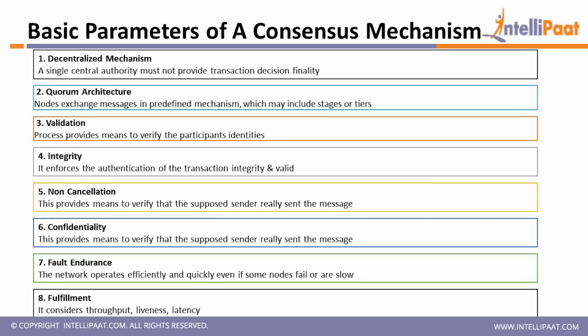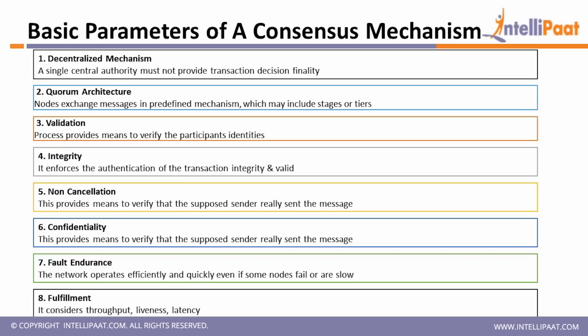Fourth parameter that should be considered while developing your consensus mechanism is integrity. As you all know, it enforces the authentication of the transaction, integrity and validation. So any transaction should be authenticated by the consensus nodes or validator nodes, and then only should it be recorded in the blockchain. Now, fifth parameter would be non-repudiation. This provides means to verify that the supposed sender really sent the message. And this we already learned.